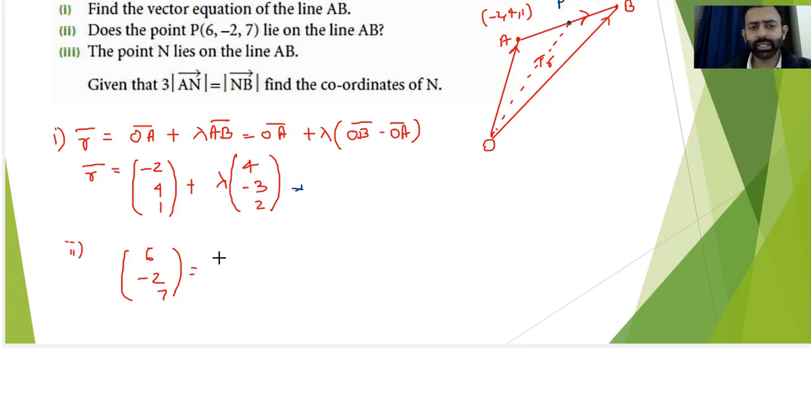So this is equal to OA plus lambda times AB, which is (-2, 4, 1) plus lambda times (4, -3, 2), right? The coordinates on the left hand side must be equal to the coordinates on the right hand side if this point P is lying on the vector equation line, on this straight line.